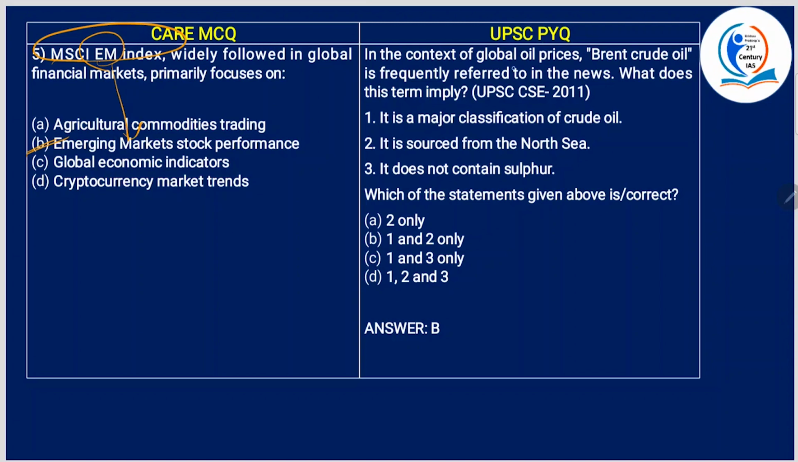In the context of global oil prices, Brent crude oil is frequently referred to in the news. What does this term imply? It is a major classification of crude oil? Yes. It is sourced from the North Sea? Yes. It does not contain sulfur? No, this is wrong. See, it contains 0.37% sulfur and it is ideal for making petrol. Okay, so this is wrong. 1 and 2 is right. So B is right.